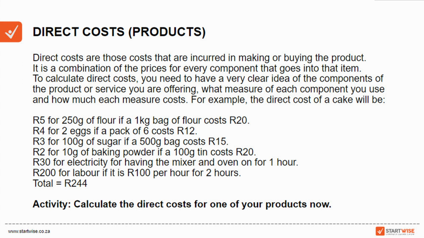The same with your eggs. And I know eggs aren't this cheap now with all the bird flu, but let's say 6 eggs cost you 12 Rand. But to make one cake, you only use 2 eggs. So that would be 4 Rand for the 2 eggs. And so you can continue through the ingredients. We've got sugar, baking powder, even electricity, because that's directly related to making your cake, and your labor.